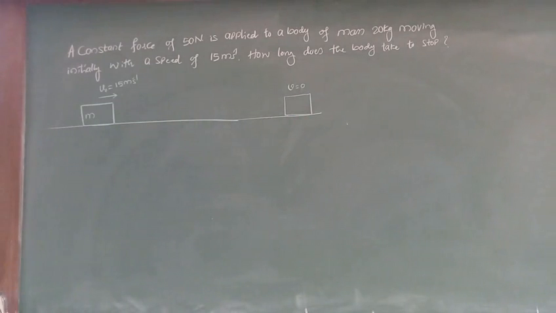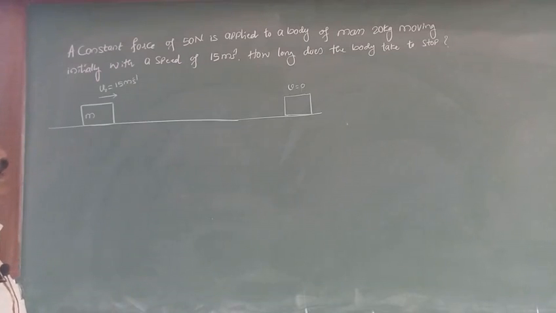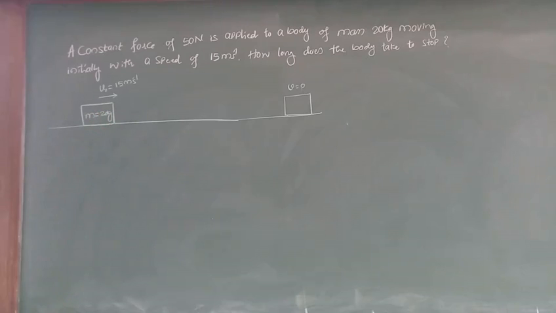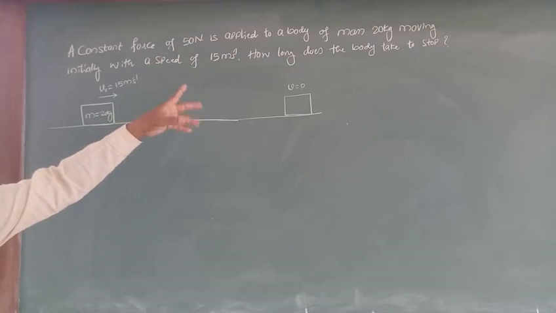See here, a constant force of 50 Newton is applied to a body. The mass of the body is 20 kg. M is 20 kg. It is moving at 15 meter per second. How long does the body take to stop?